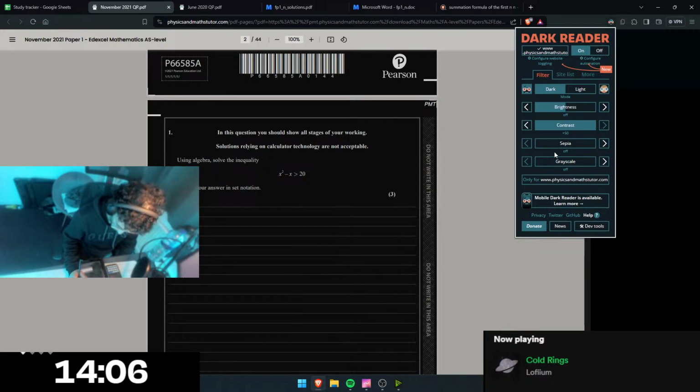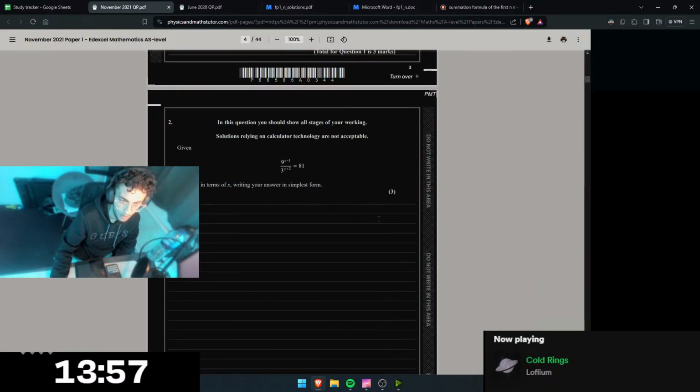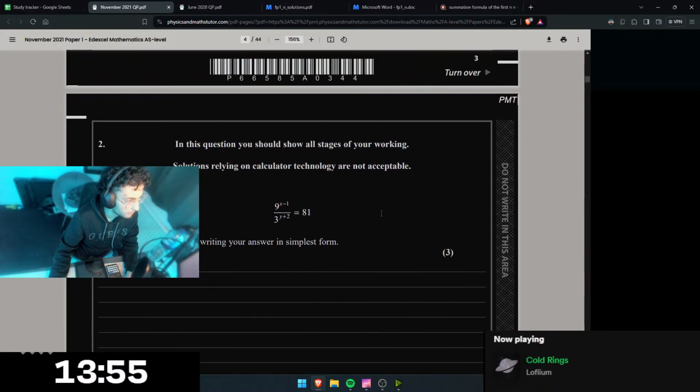Cool. Set notation. Hardest thing about set notation is curly braces. 9x minus 1. Express y in terms of x. Cool beans. Can do.